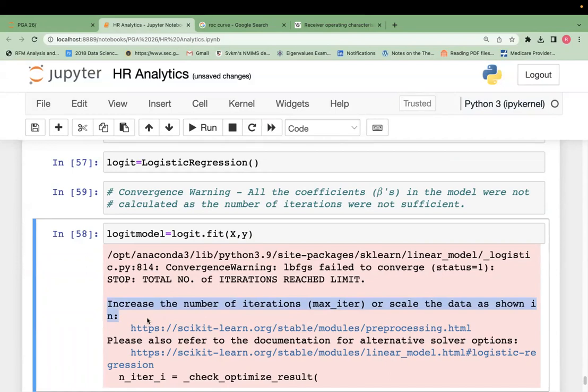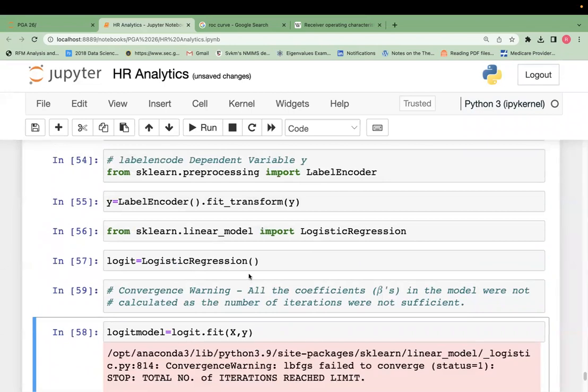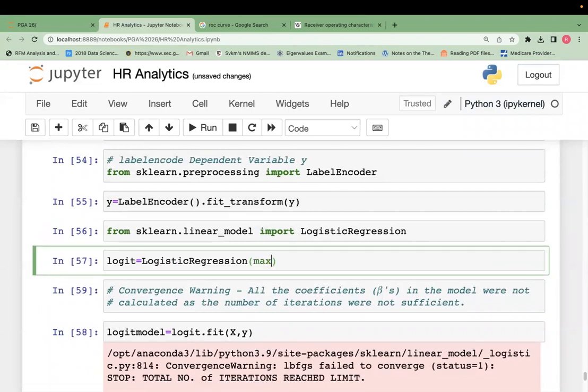Standard scaler, min-max scaler, we have all those scalers for numerical data, right? But the problem here is we don't have that many numeric variables. If there are many numeric variables, then scaling would work. Or the first strategy, increase the number of iterations. So what we can simply do is go to the logic model and set max_iter equal to 1000.